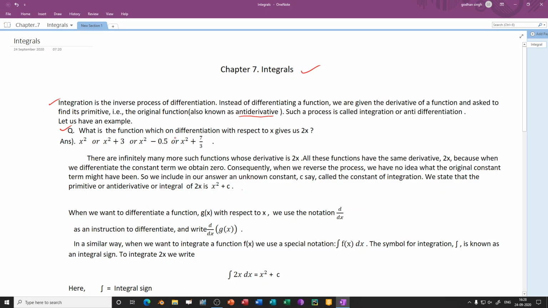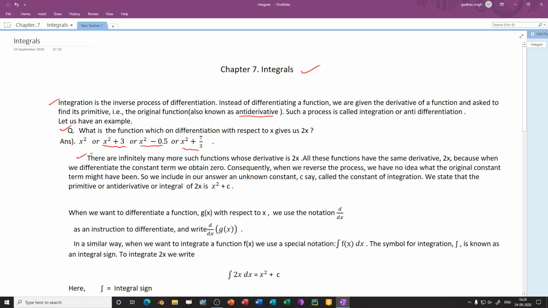What is the function which on differentiation with respect to x gives us 2x? So from the study of differentiation, we know that if we differentiate x square, what we get is 2x. Even if we differentiate x square plus 3, we will get 2x. Differentiate x square minus 0.5, we get 2x. Differentiate x square plus 7 by 3, we get 2x. Differentiate x square minus root 3, again 2x. Differentiate x square minus 100, again we get 2x.